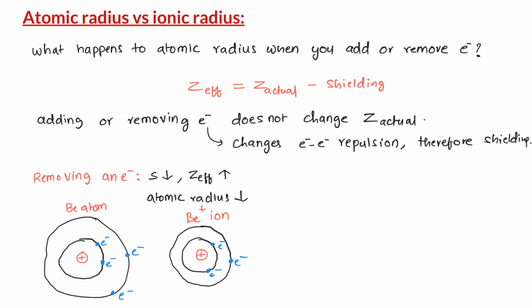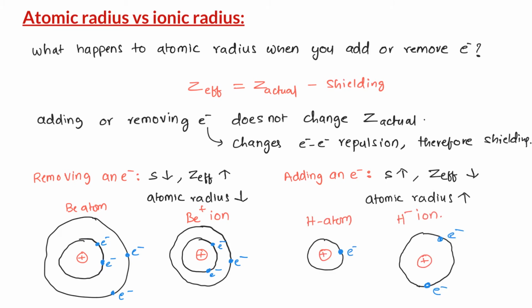Similarly, when you add an electron, it increases the shielding and decreases effective nuclear charge. The electron cloud moves away from the nucleus and the size increases. Therefore, we can say that the anions are larger than their parent atoms.